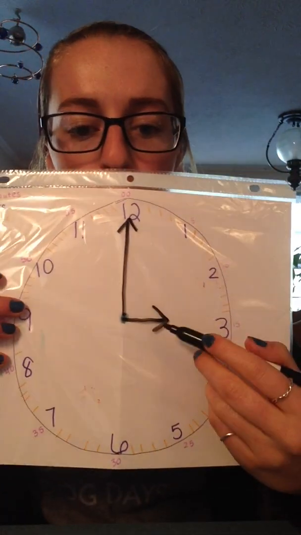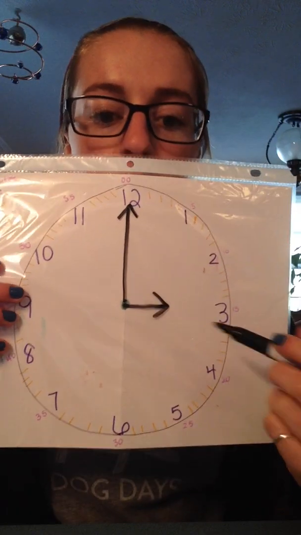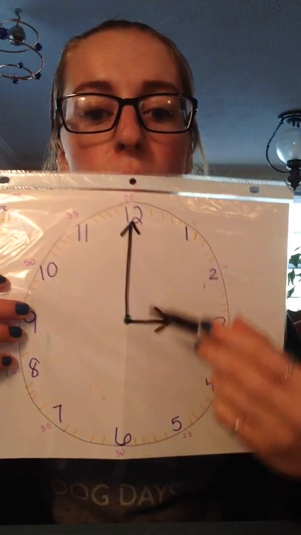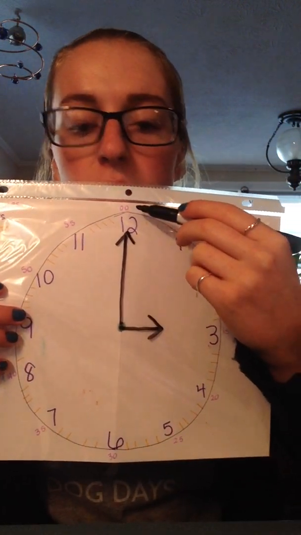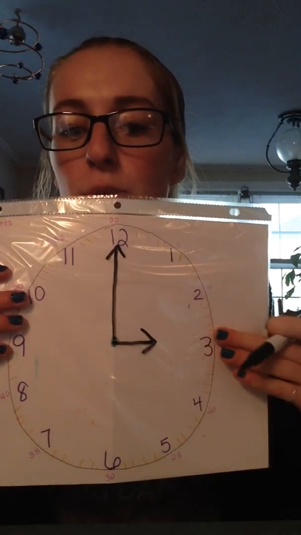So when this hour hand is pointing at a number, that's the number we're going to say. So we're going to say it's 3 o'clock, because this is up here on the 0, meaning there's not any minutes past 3. So we have 3 o'clock, because this hour hand is telling us what hour it is.